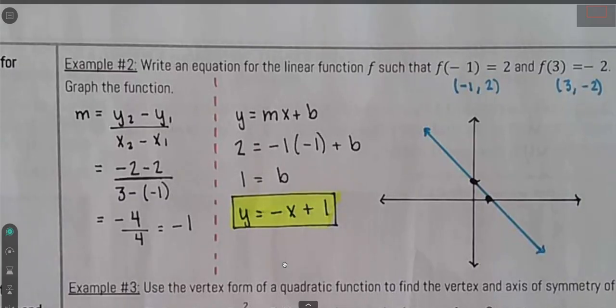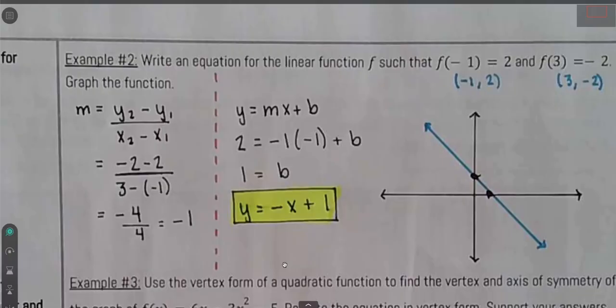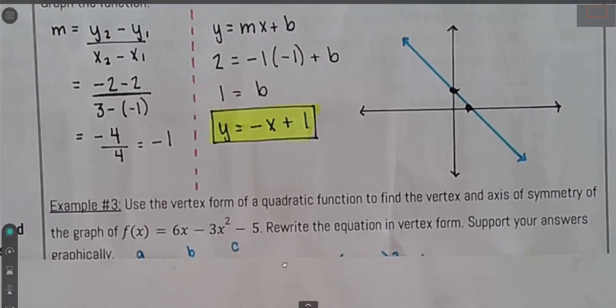All right, looking at example number 3, it says use the vertex form of a quadratic function to find the vertex and axis of symmetry, or just axis, of the graph of f of x equals 6x minus 3x squared minus 5. Rewrite the equation in vertex form, support your answers graphically. All right, do you guys feel comfortable converting from standard form to vertex form with a quadratic?